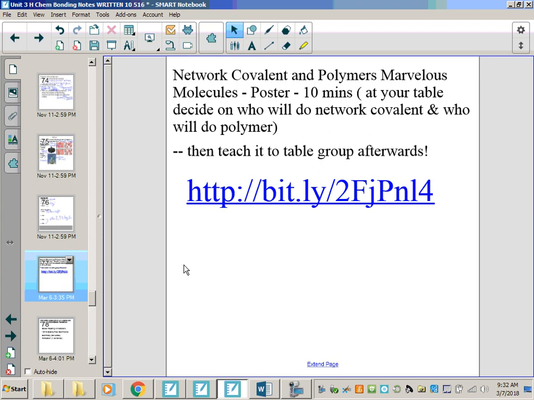So 1, 2, 3. Let's get one of those per table. You got it? One of those per table. Do not take more than one per table.